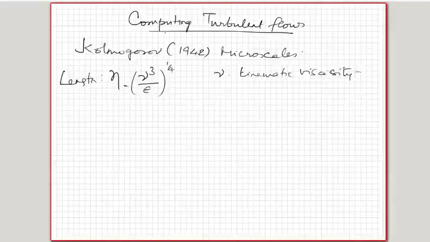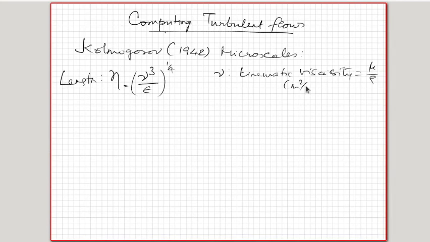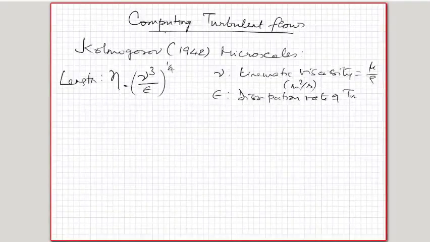It's a molecular viscosity, which is mu by rho. So this is of the unit of meter square per second. And epsilon is the dissipation rate of turbulent kinetic energy. This we will come to a little bit later; I'll just introduce it at this moment. So this is the turbulence quantity and this is the molecular quantity, and the Kolmogorov scale is a combination of the two, because you are dissipating turbulence into viscosity here. So this is the dissipation rate of turbulent kinetic energy.